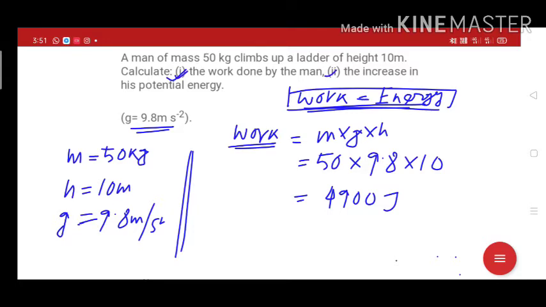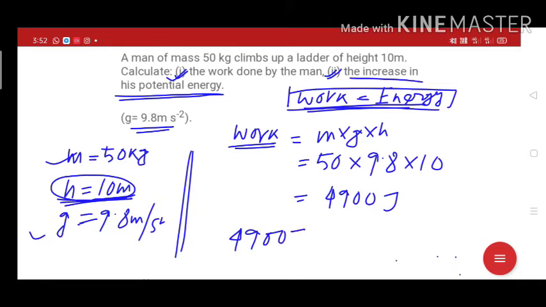And go for the second part. The increase in his potential energy is 4900 joule. We don't have to calculate, because whatever is the work done is actually the same as the energy that the man gains inside him.